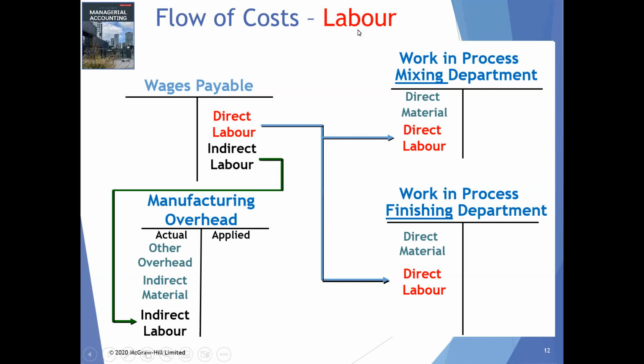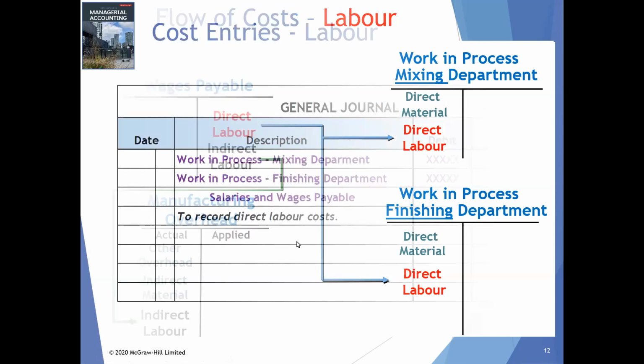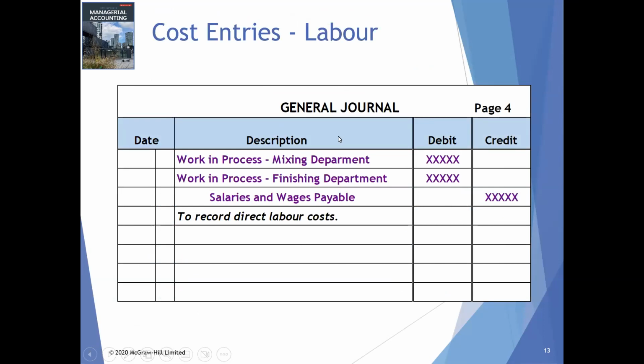So indirect labor will be considered as manufacturing overhead, which will be calculated here. So this was labor. Previously, it was material. So material and labor. Now the entry for the labor. Work in progress, definitely after the material, the next step will be the work in progress, and last will be the finished goods. So work in progress for the mixing department and finishing department, we have some labor, meaning salaries and wages payable. So to record the direct labor cost, we have calculated this one.